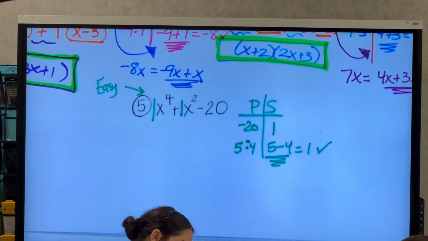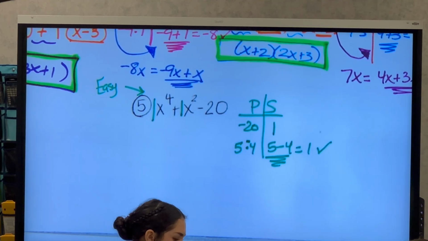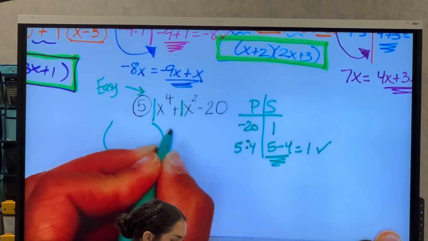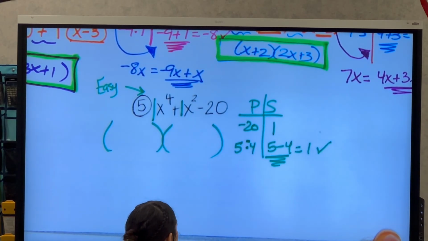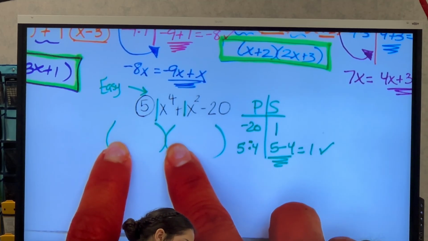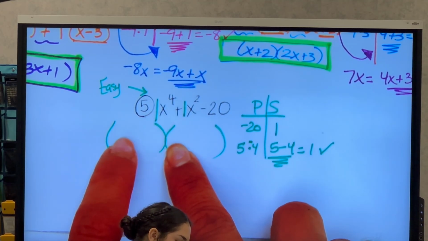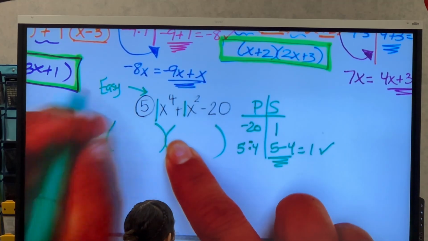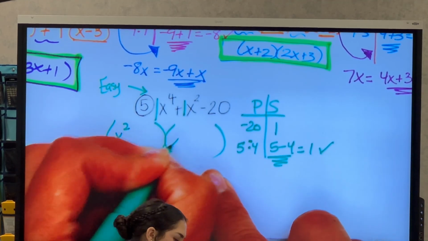Those are the droids I'm looking for. They satisfy the product and the sum. But I don't need to do the replacement when it's an easy trinomial. All we have to do is set up your 2 empty parentheses. Okay? And now I need to figure out what kind of x goes in the front. So how can we split x to the fourth equally? X squared. So x squared and x squared.